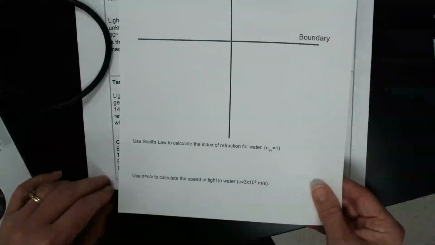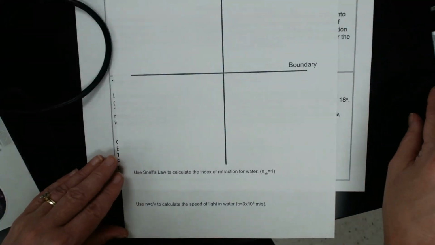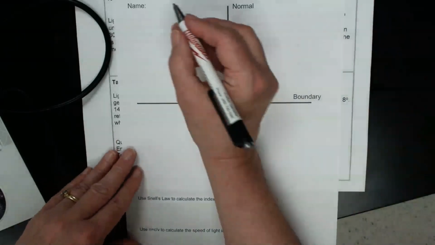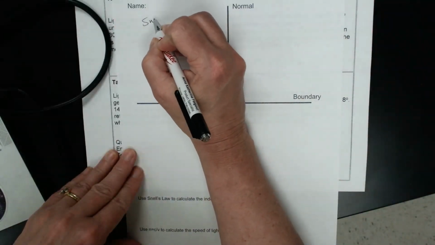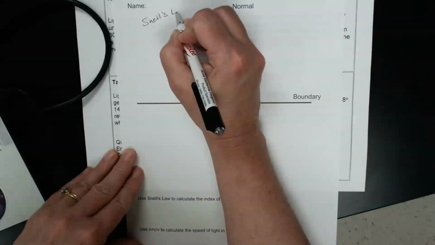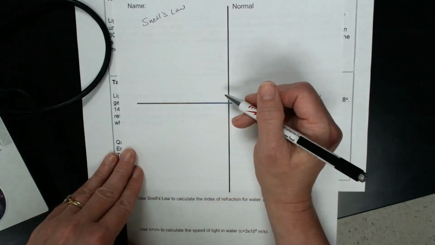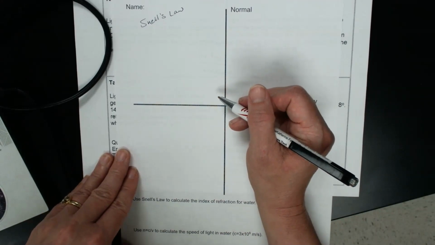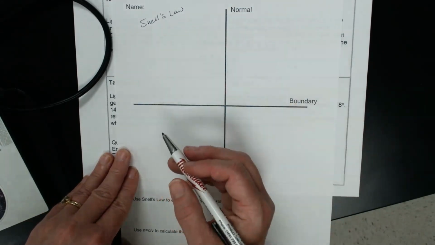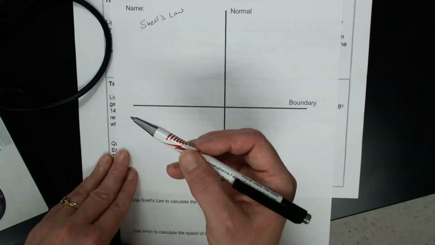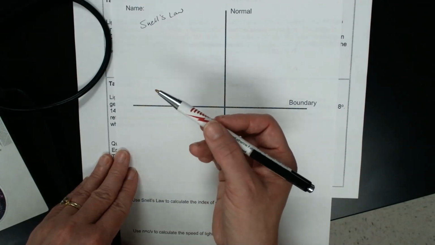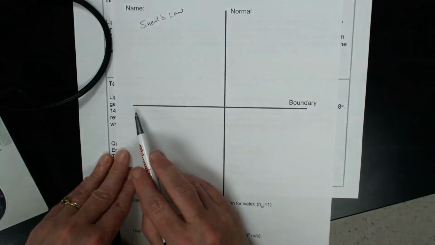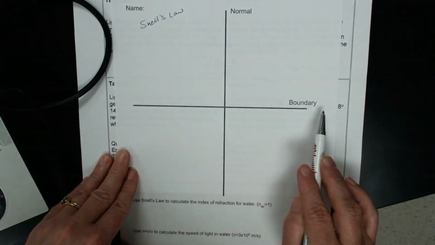Okay, our other equation is Snell's Law. Snell's Law tells us about the refraction of light as it goes from one material into another. So it is a really good idea to draw a picture with Snell's Law. So your picture will have a boundary.